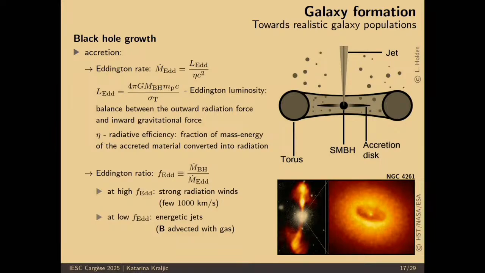So if this Eddington ratio is high, you will end up having these very strong radiation winds that can go up to velocities of a few thousand kilometers per second. Whereas at low accretion rate, what you will generate are these energetic bipolar outflows that we call jets. This is because essentially gas, as it is advected, will advect also magnetic fields, which will be able to align in a perpendicular direction to the disk, and they will be able to accelerate electrons at relativistic velocity. So these jets can have very high velocities.